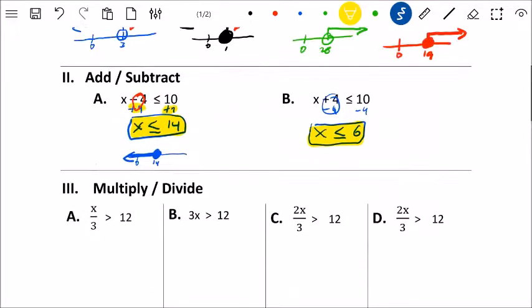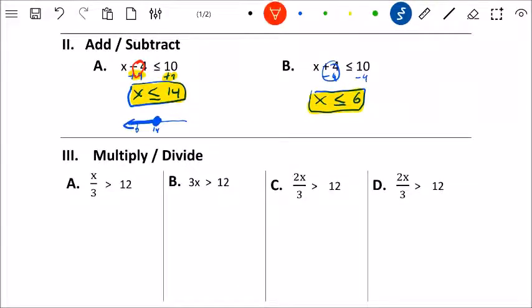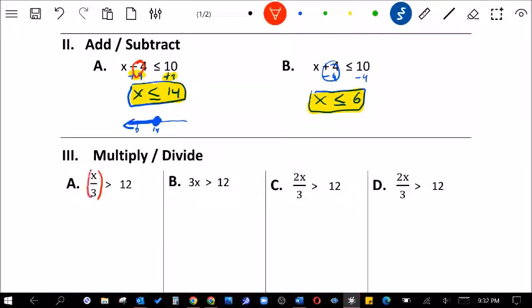A, B, C, and D, it's almost as if you had equal signs. We're just going to do the opposite thing. So here we'll multiply by 3. That's dividing by 3, so we'll multiply by 3. And that will give us that these 3's cancel out. X is greater than 36. On this one, we'll divide both sides by 3, which will cancel that out and will give us x is greater than 4.